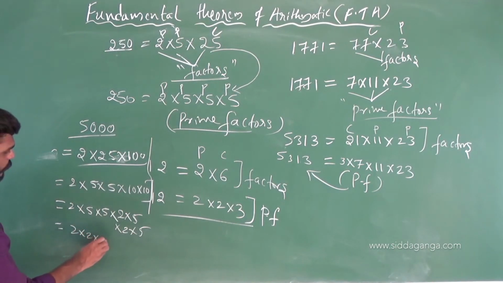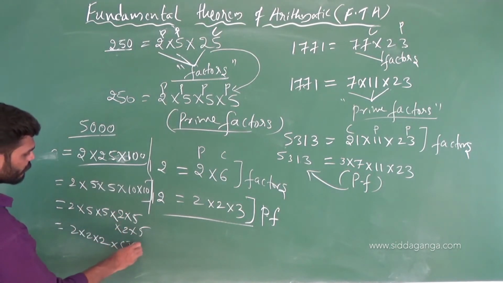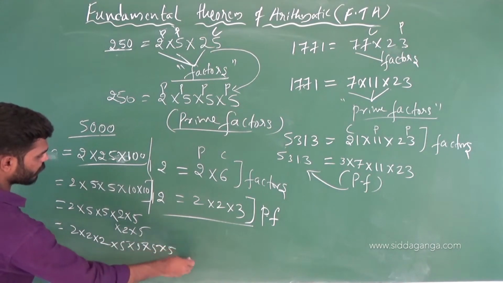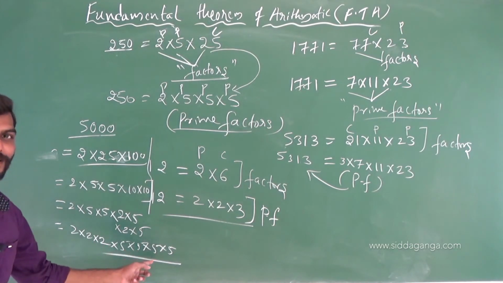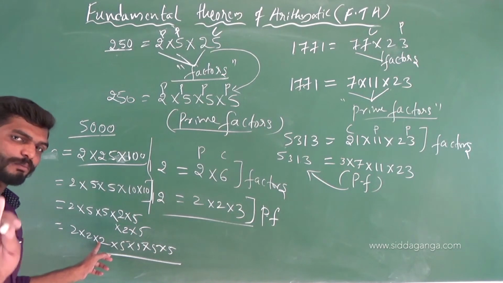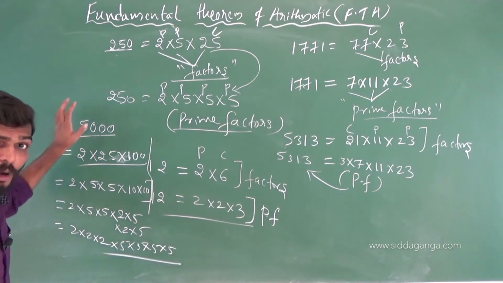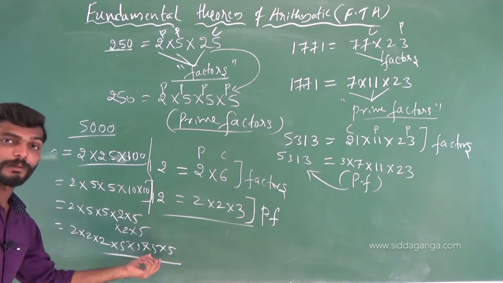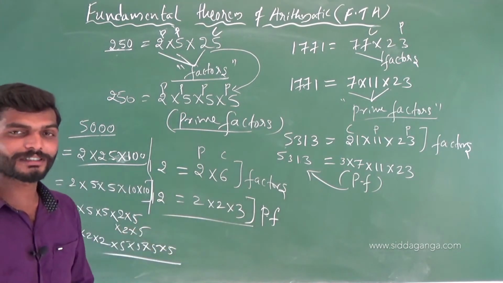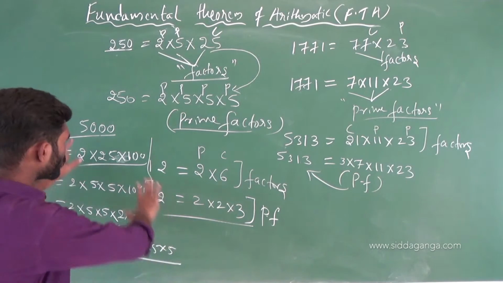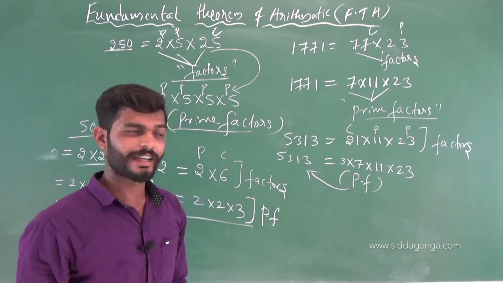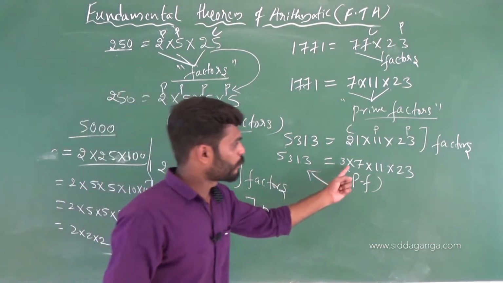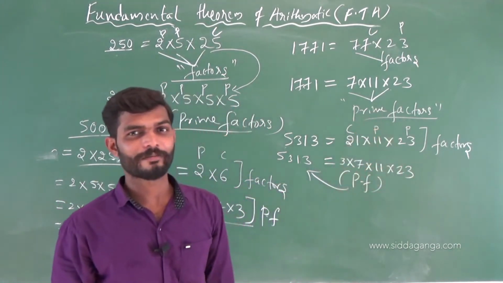2, 2, 2, and here 5, 5, 5, 5: four 5s and three 2s. Following? See here? Only prime numbers. Using multiplication, I produced the number 5000, a composite number, by multiplying prime numbers only. Therefore, I can produce every composite number that can exist in this way. In what way? Product of prime numbers.